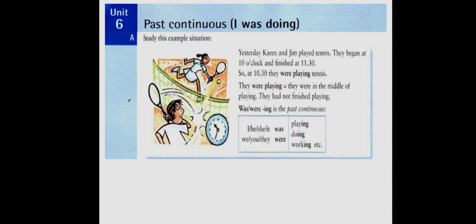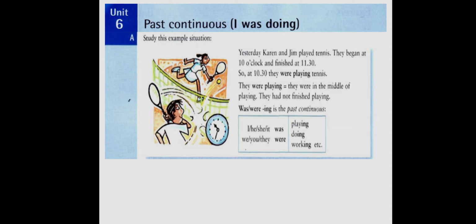The form of past continuous is subject plus was or were plus verb plus ing. Was or were are the past of be to indicate the past, and verb plus ing indicates the continuous. So the form becomes like this.